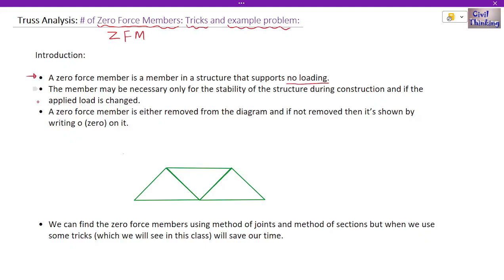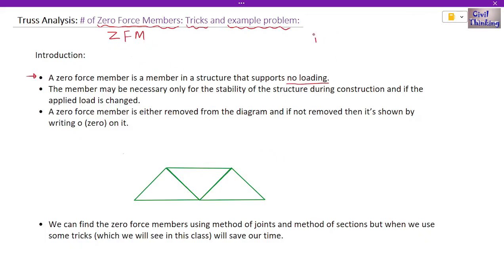Now a member may be necessary only for the stability of the structure during construction and for the applied load, and if the applied load is changed. Now a zero force member sometimes occurs in a structure when we do a bad design. We don't do the proper analysis, we construct a truss and there is some extra member which is not important. Because it is not important to carry the load, it will not carry load. That could be one reason why there can be a zero force member.